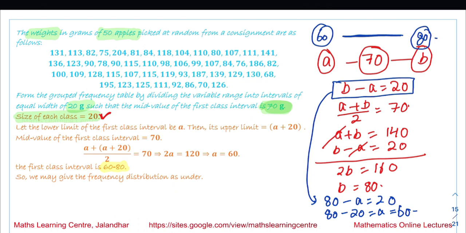Now another way to do this is, we are saying 70 is the midpoint, class interval is 20. It means if we half 20, it is 10. It means 10 units on this side, 10 units on this side. So it is 70 plus 10 is 80 and 70 minus 10 is 60. So we are saying the first interval we will get is 60 to 80.